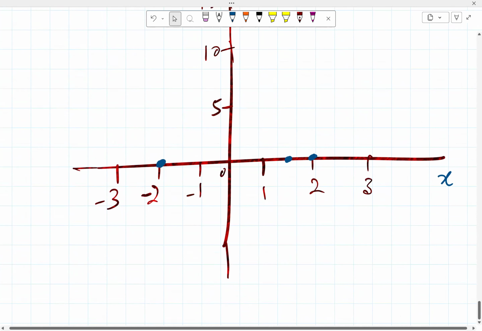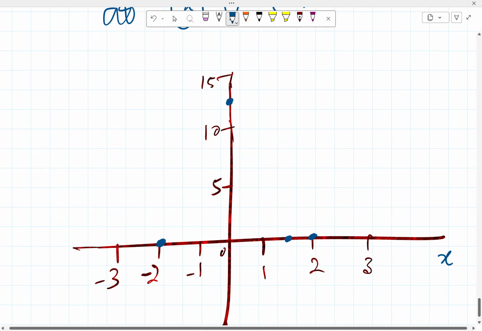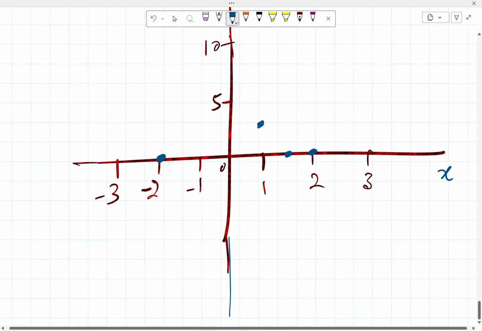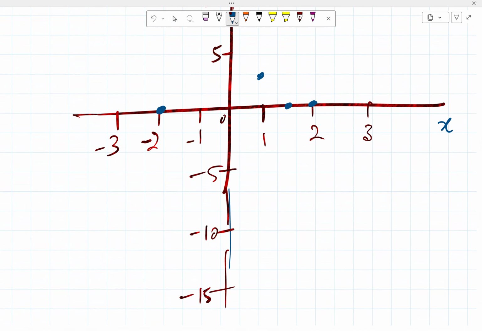So we have now 1 comma 3. Let's say 3 is somewhere around here: 1 comma 3. And then we have minus 1 comma 15. So let's say again, for the negative side, this is minus 5, minus 10, and minus 15. So minus 1 comma 15 will be somewhere around here.